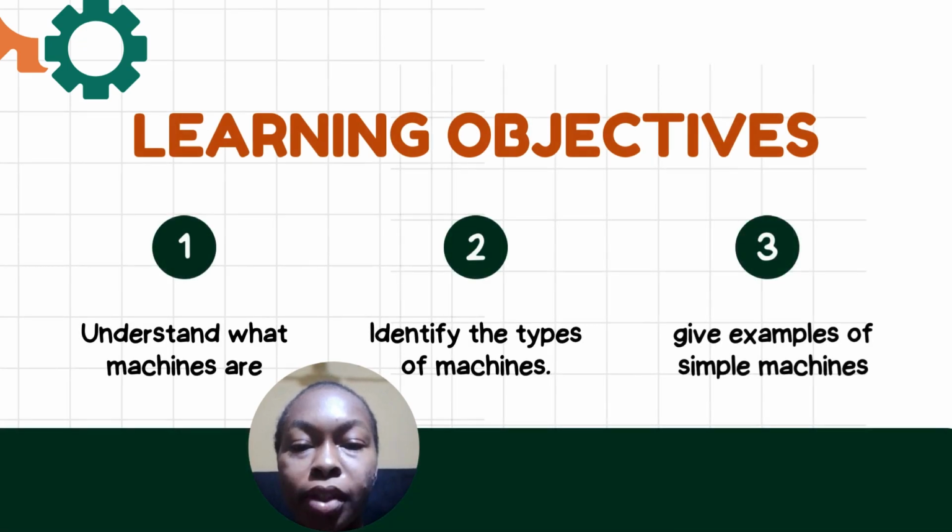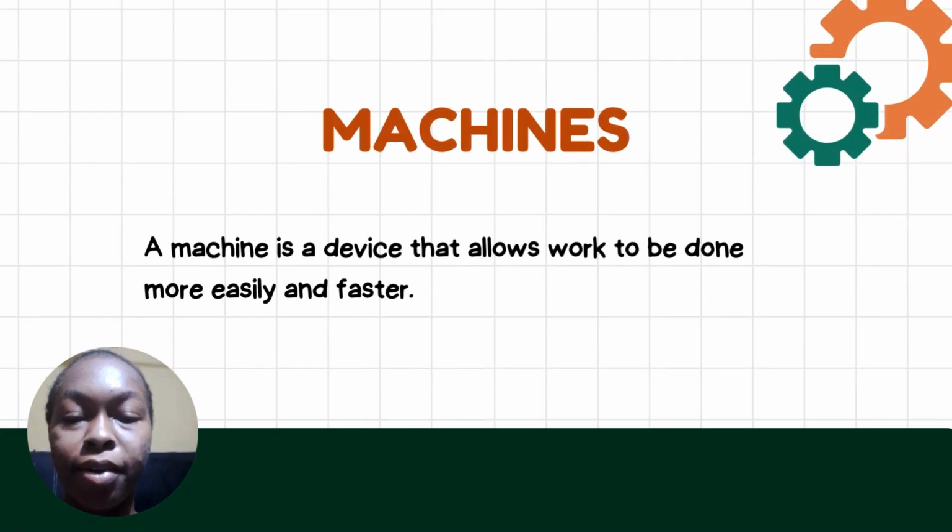Okay, at the end of this lesson, we should be able to understand what machines are. We should be able to identify the types of machines and give examples of simple machines. A machine is a device that allows work to be done more easily and faster.